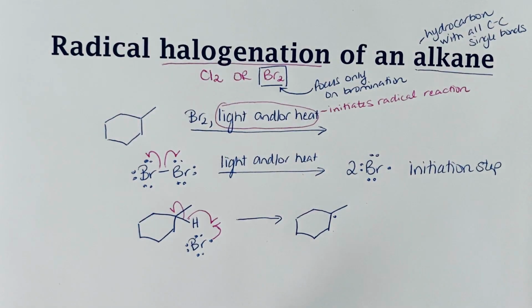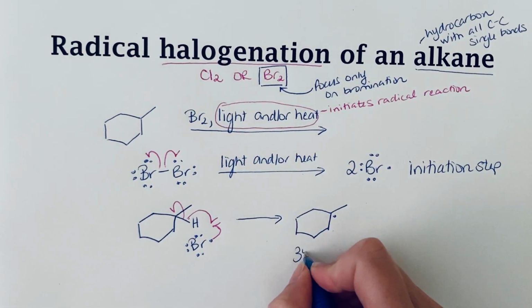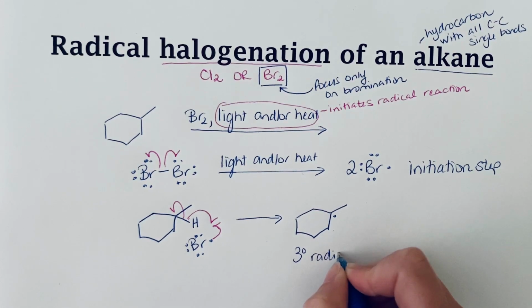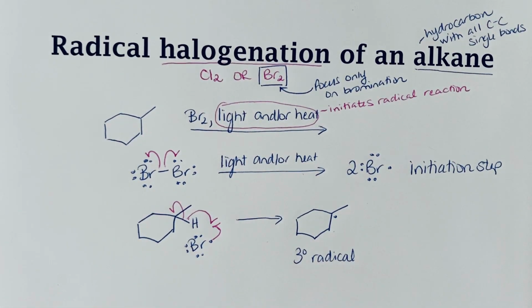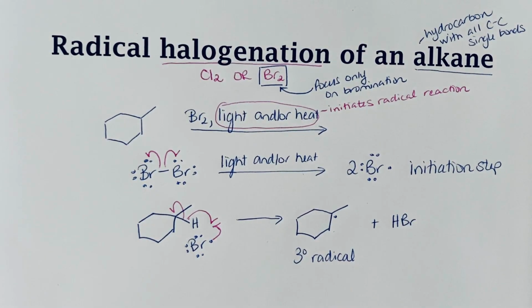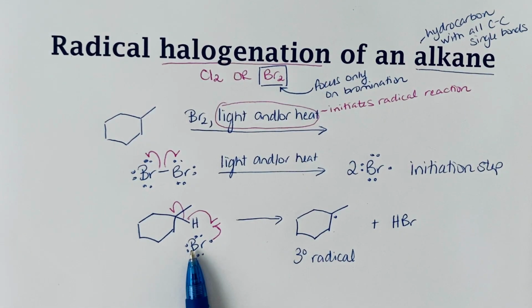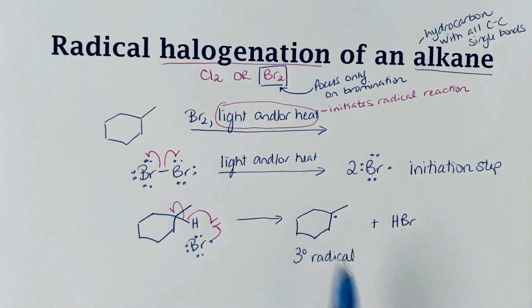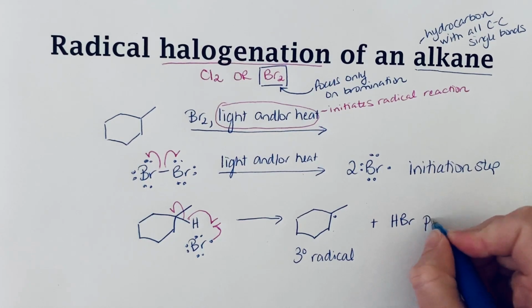So here is the tertiary radical. This is what we will preferentially form if we have a tertiary carbon in our starting alkane. And we're also forming HBr. This sort of step, where we start with one radical and we form a different radical, is known as a propagation step.